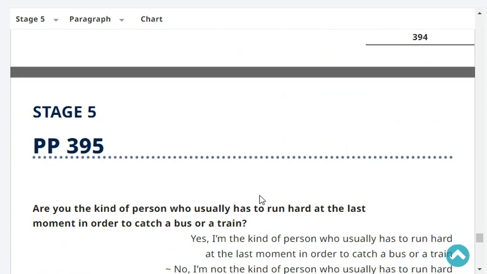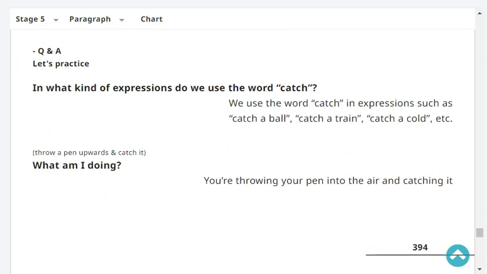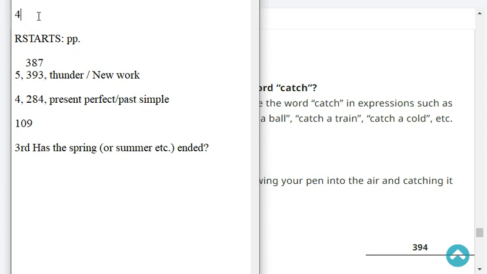Okay, so now let's move on to reading. Okay, very good. So our reading is at stage 4, page 284. Last headword was present perfect simple. Okay, start at the third question. Has the spring ended?